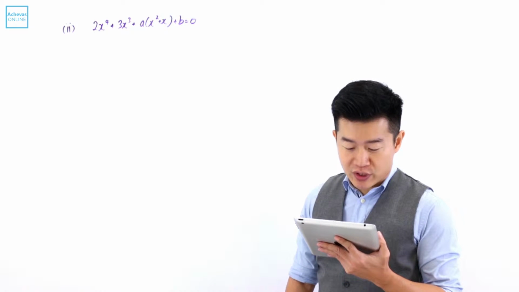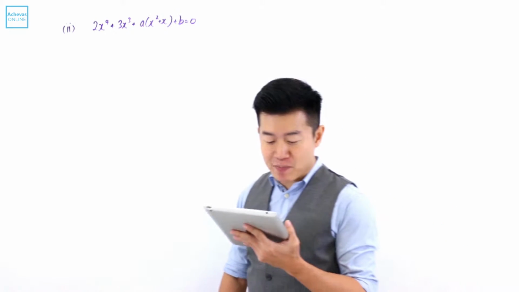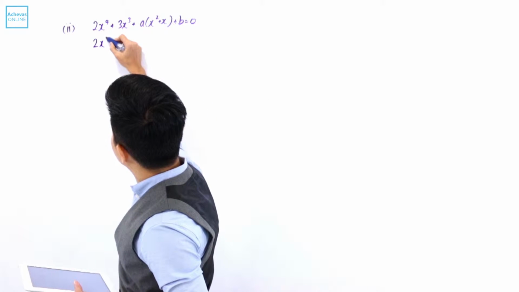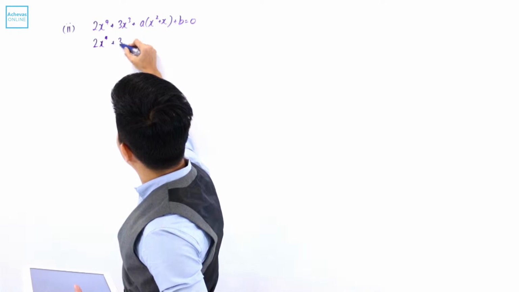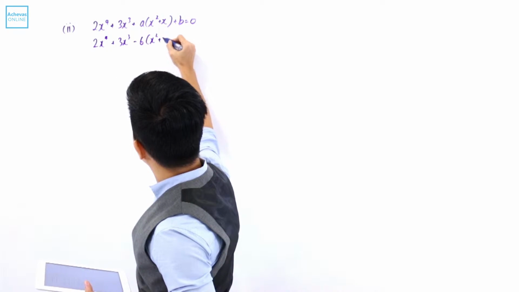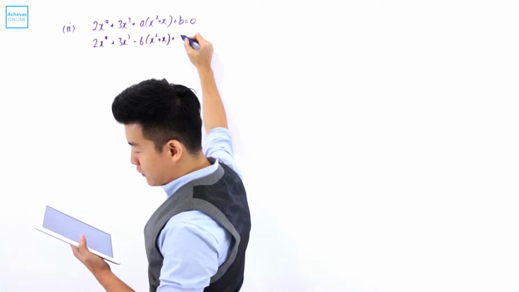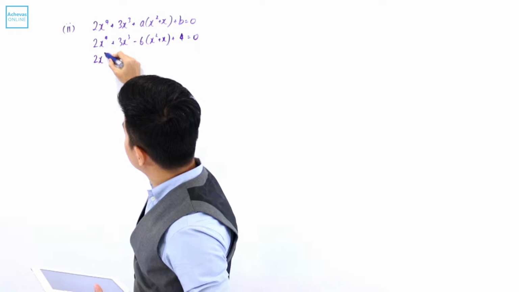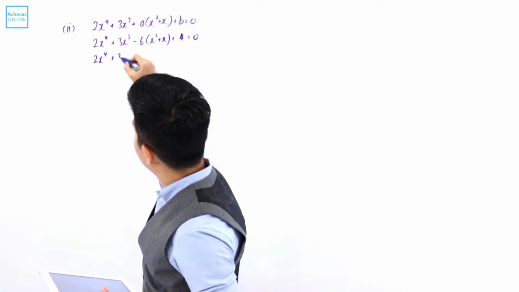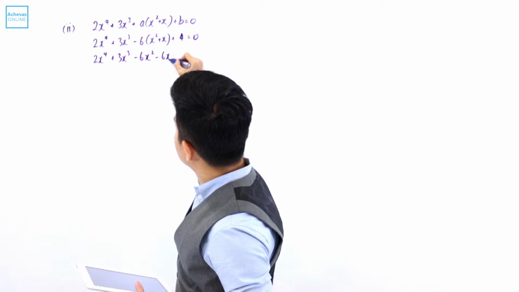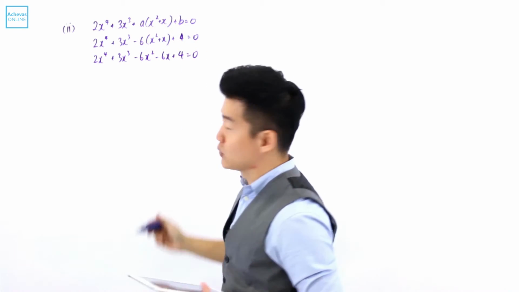From part 1 of the question, we have worked out a to be minus 6 and b to be equal to 4. So the equation is going to be 2x to the power of 4 plus 3x cubed, a is minus 6, so minus 6x squared plus x, and b is 4, so this is equal to 0. That means we are working on an equation that is 2x to the power of 4 plus 3x to the power of 3 minus 6x squared minus 6x plus 4 is equal to 0.